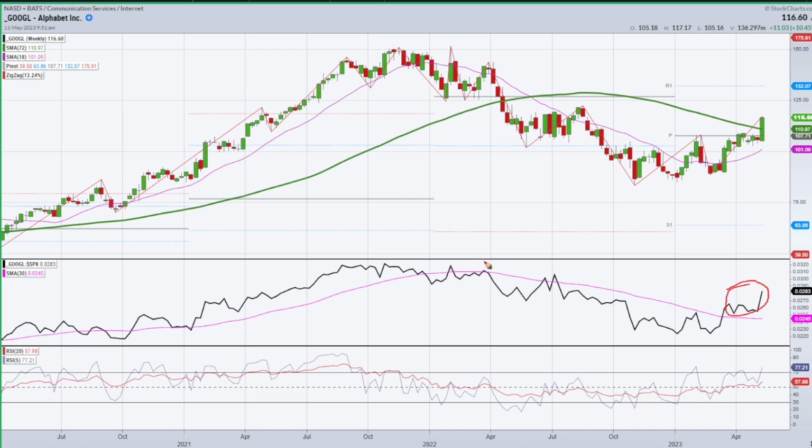The other thing that's just jumping off the page is look at the difference in the relative performance in this. This has really improved dramatically on a relative basis, and it started way back here on this initial move off this low. So we broke the downtrend line, and then off of the 2 tests, this move to the upside, we started to see a lot of improvement on a relative basis.